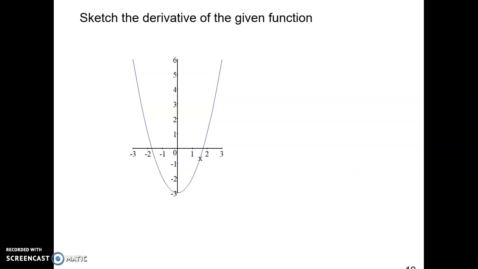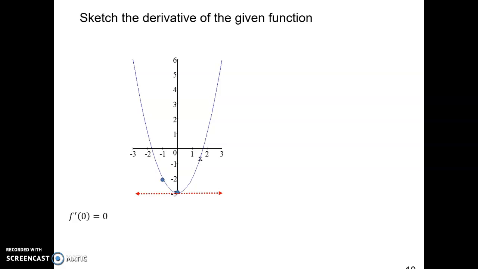What we would do is we would start first of all with a point where it looks like I have a horizontal tangent line. So I know the point 0, 0 has to be on the derivative graph, because the derivative when x equals 0 is equal to 0. So that means the point 0, 0 has to be on my derivative graph, my derivative function.